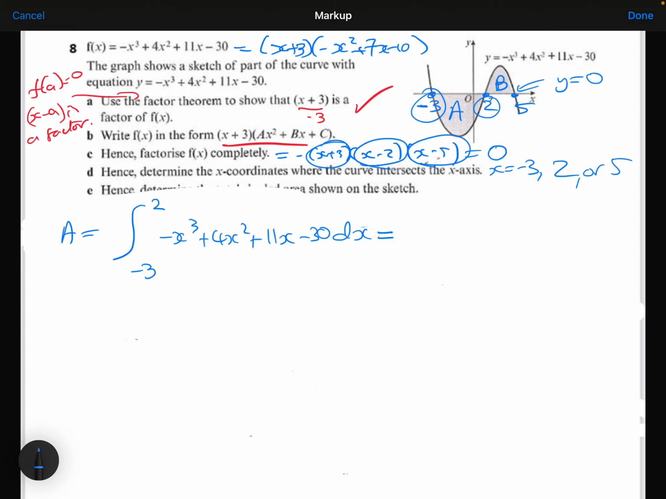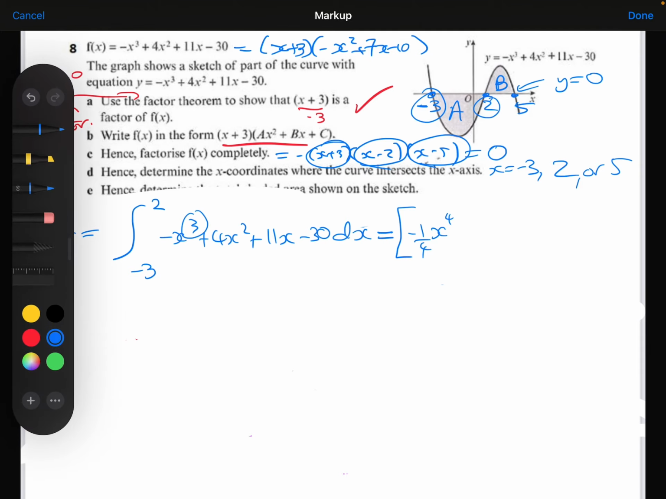So I'm going to integrate this. Integrating the x cubed, it'll become a power of 4 now, and I will have a 1/4 at the front. So that's just adding 1 to the power of 3 and dividing by 4. The 4x squared, so add 1 to the power to get cubed, divide by 3. The 11x will become 11x squared over 2. And the minus 30 will just become minus 30x.